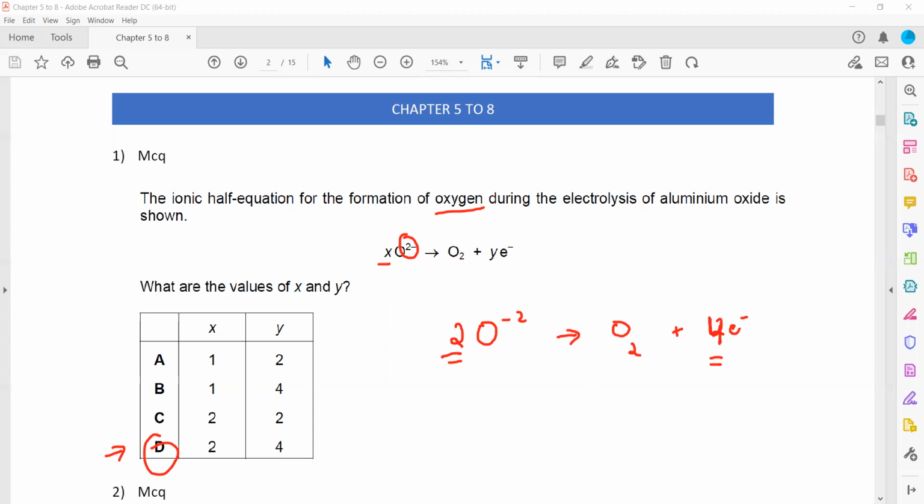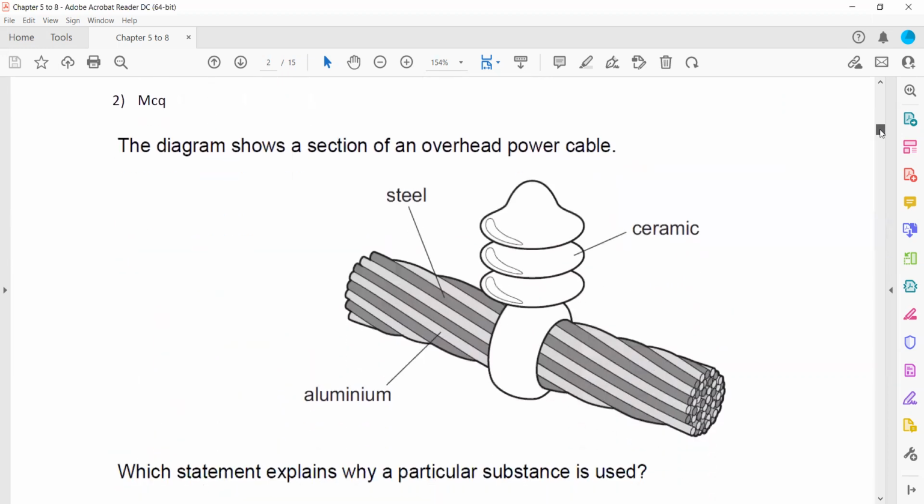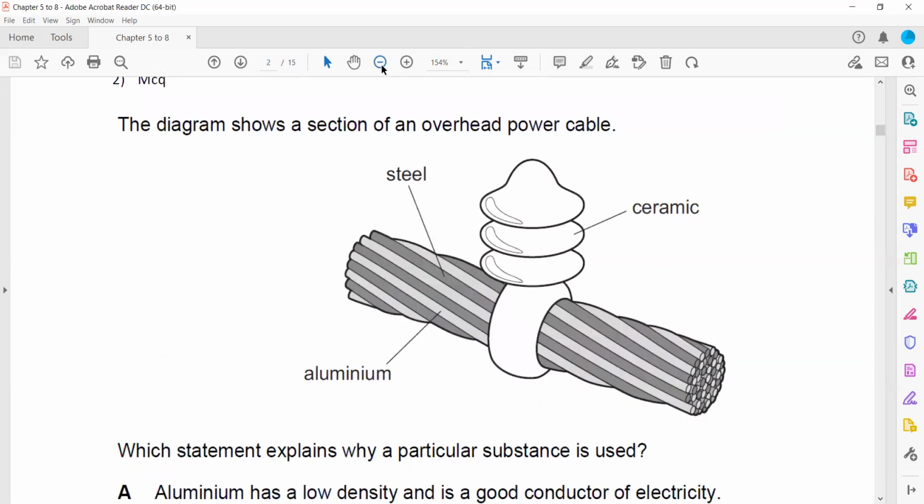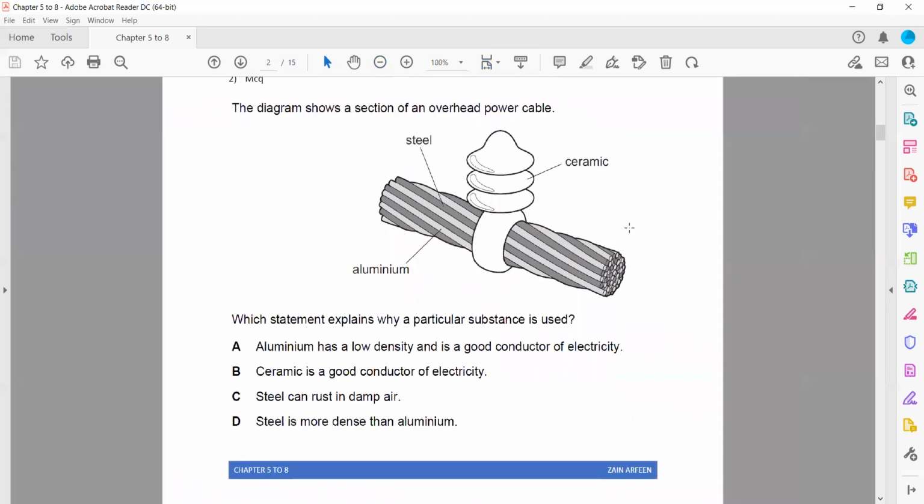Second question. The diagram shows a section of overhead power cable. So this diagram is representing the overhead power cable. Which statement explains why a particular substance is used? So we have aluminum, steel cables and ceramic.